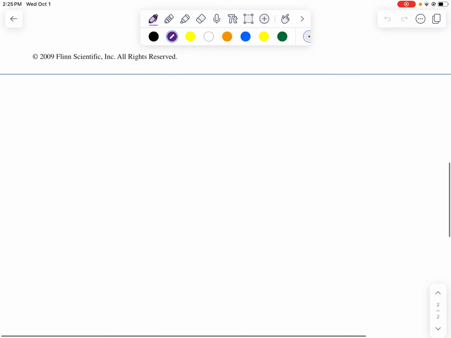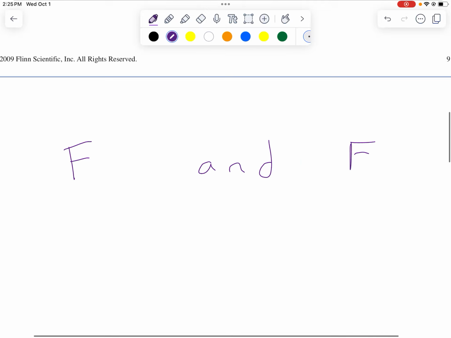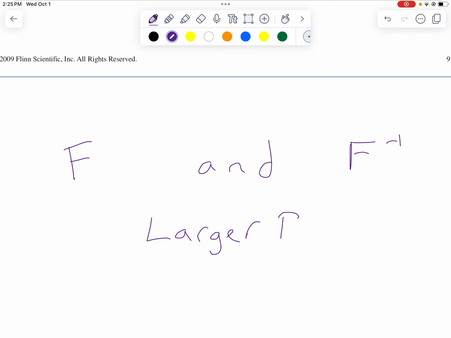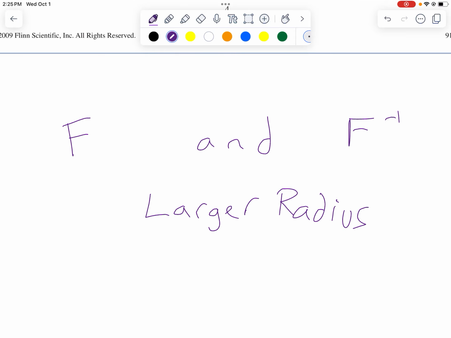We'll take the same example. If we look at fluorine and fluoride ion, so fluorine -1, and the question is which has the larger radius. I apologize for the poor handwriting. I'm writing without a pen.